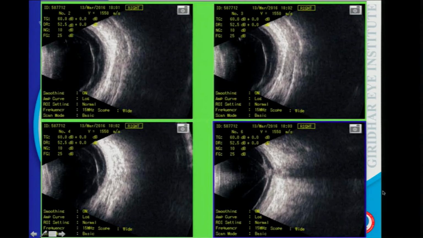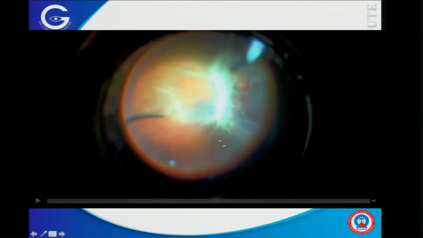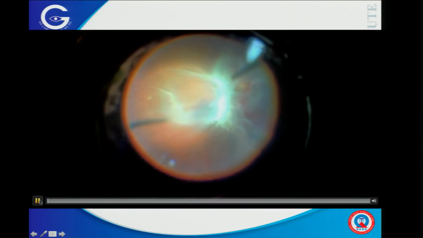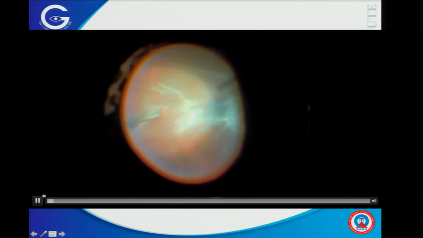This video I have shown elsewhere also, and you can see the B-scan ultrasonography which shows the vitreoschisis. This is one layer, this is another layer, so there are multiple layers, and this is going to be a difficult surgery, and preoperative B-scan really helps you to plan the surgical procedure very well.